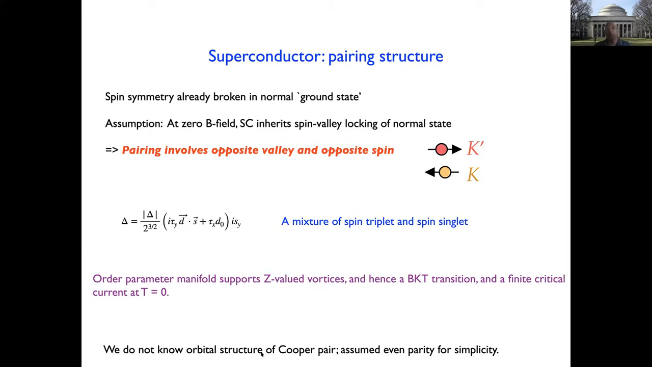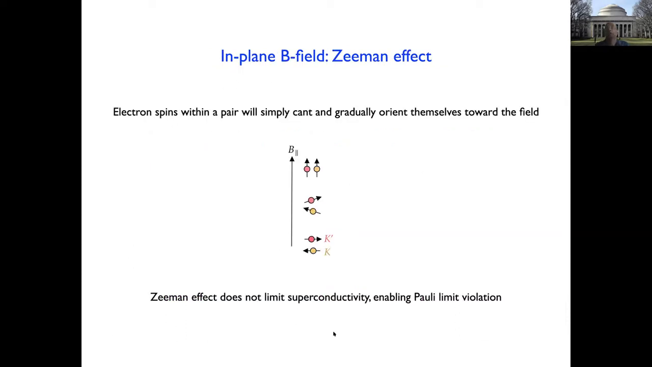So we do not know the orbital structure of the Cooper pair, and in writing this down, we simply assumed even parity for simplicity, but we can easily modify the story to include odd parity superconductivity.